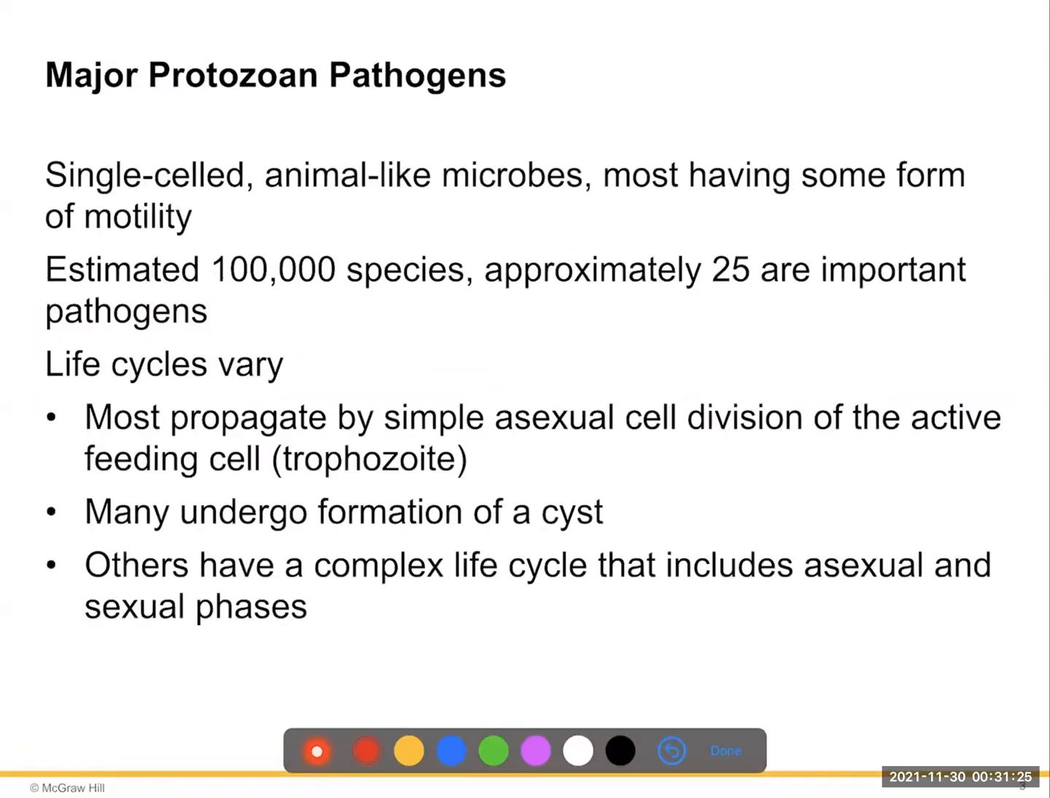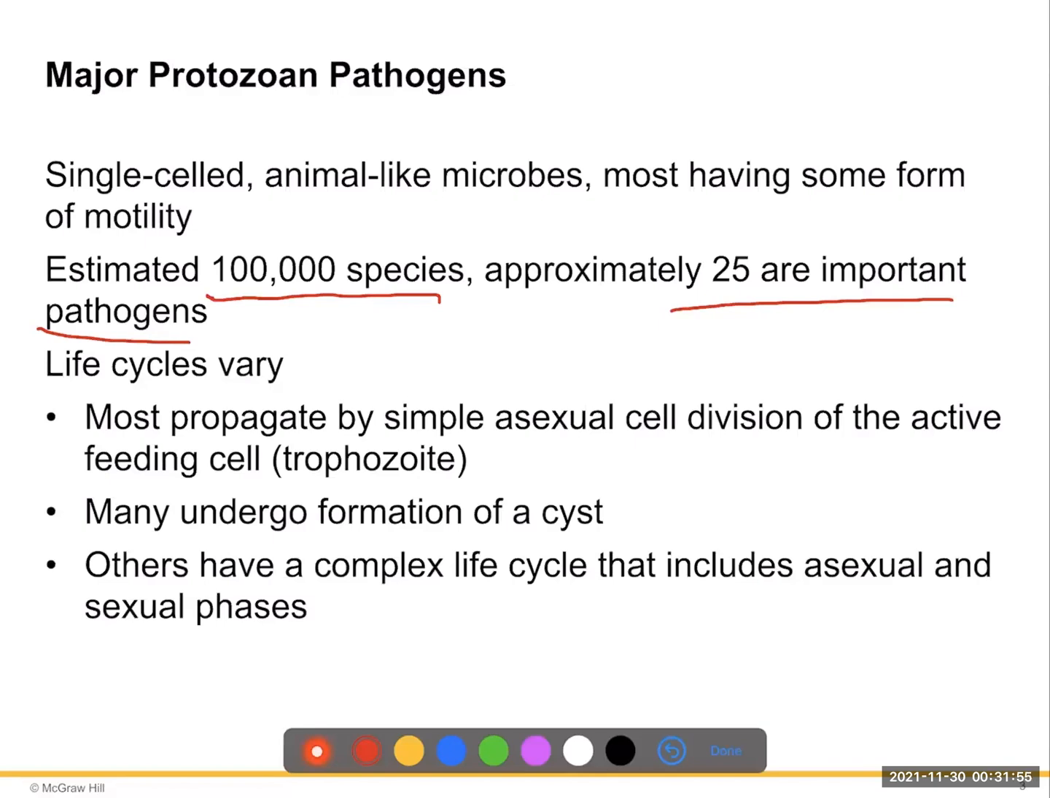Major protozoan pathogens are single-celled, animal-like microbes, most having some form of motility, able to move around. There are an estimated 100,000 species, and about 25 are important pathogens out of that 100,000. Their life cycles vary. Most propagate by simple asexual cell division of the active feeding cell, which is a trophozoite.